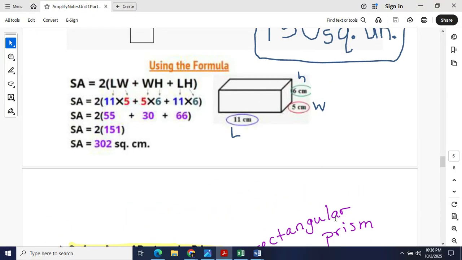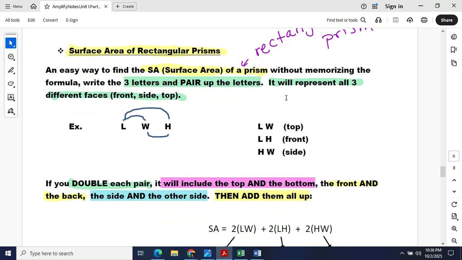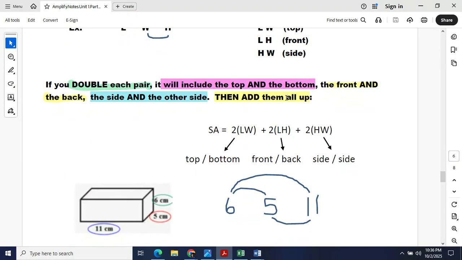But if we find the area of the top, the bottom also has the same area. If you find the area of the front, the back has the same area. And if you find the area of the side, you double it to get the area of the other side. That's why you double every pair. This will include the top and the bottom, the front and the back, and the side and the side. And then you add up all the total numbers.